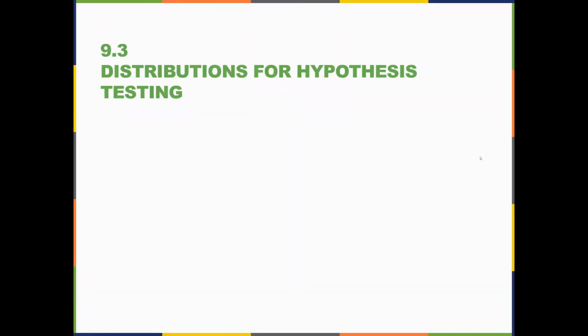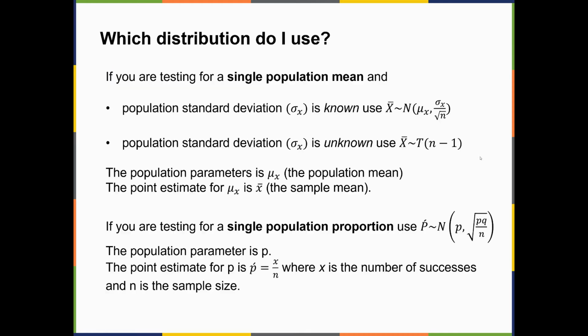Hi, this is going to be a short video about what distributions to use for hypothesis testing. So the question we're going to answer in this video is, which distribution do I use? If you are testing for a single population mean and you know the standard deviation, then you use x bar is distributed normal mu sub x, comma sigma sub x over the square root of n.